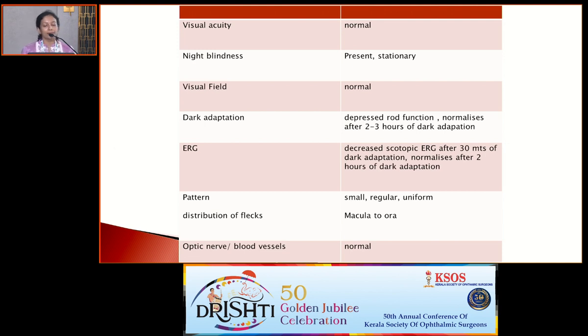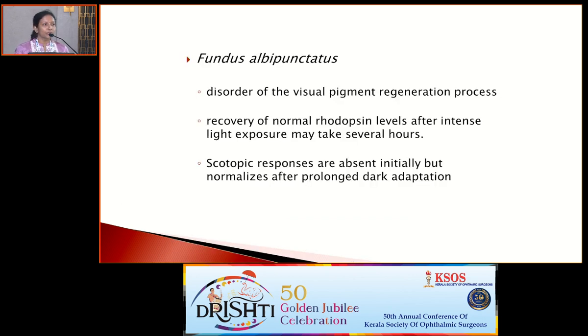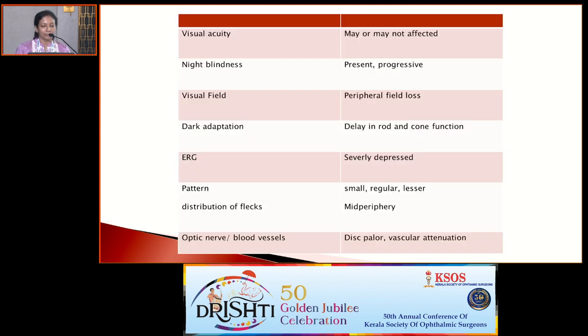If the patient has history of night blindness, which is not progressive, that is stationary night blindness, and however, on ERG, the patient shows a delayed decreased scotopic ERG after 30 minutes, but which normalizes after 2 hours of dark adaptation. That is, the patient has got a delayed dark adaptation. And if you see plenty of flecks in the mid-periphery, you are dealing with a condition called fundus albipunctatus. It is actually a disorder of visual pigment regeneration where recovery of normal rhodopsin takes much longer time.